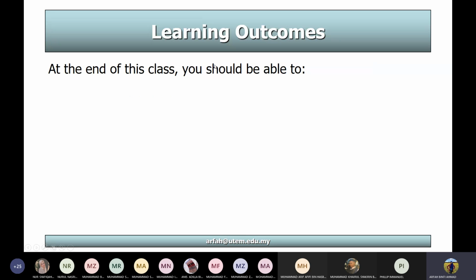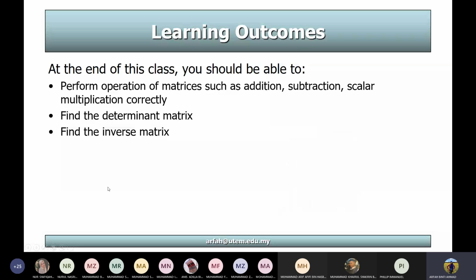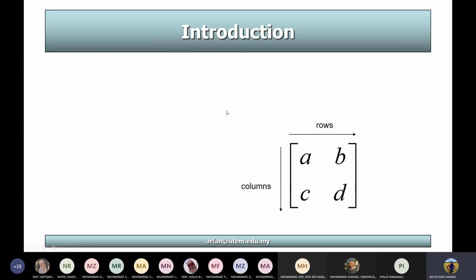So, learning outcomes, today we will look at a few subtopics in the matrices. At the end of this class, you should be able to perform operation of matrices such as the addition, subtraction, scalar multiplication correctly. And then you will find the determinant of a matrix, find the inverse of a matrix. These three things are what you will learn in today's class.